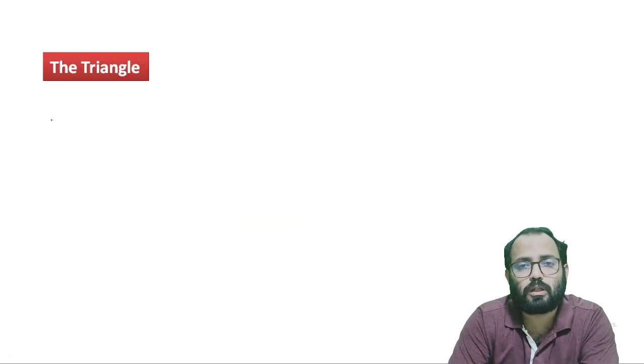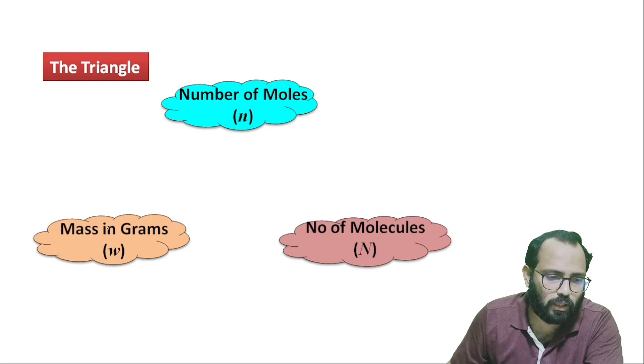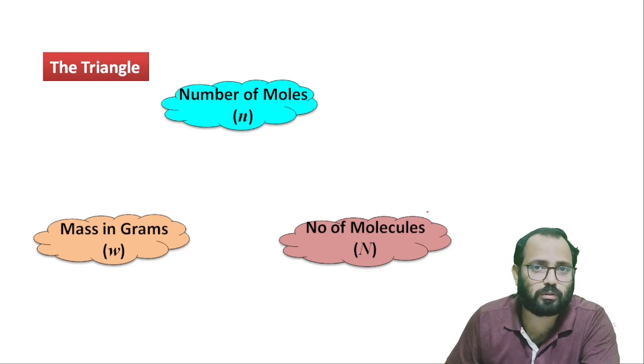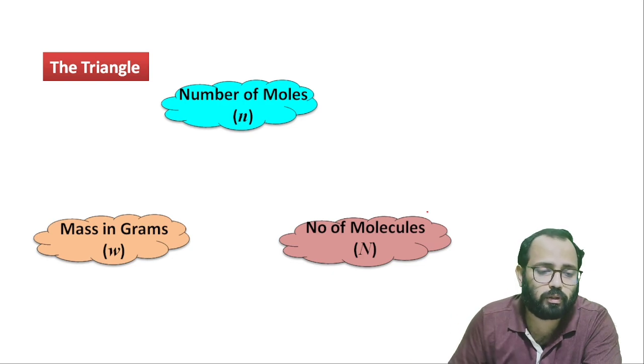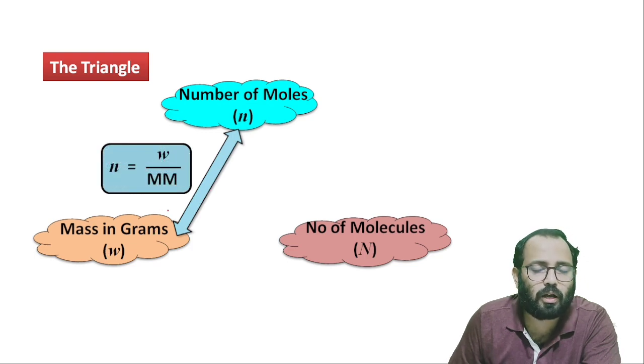Now let's talk about the moles. How are you going to find out the moles? If you want to find out the moles and they have given you the mass in grams and also the number of molecules, you can go in two different ways. If they have given you the mass in grams, then the number of moles is equal to mass in gram by molecular mass. n is equal to W by molecular mass.